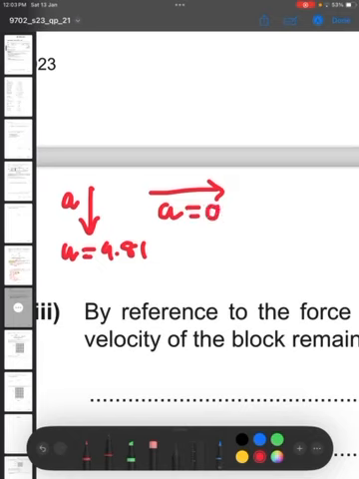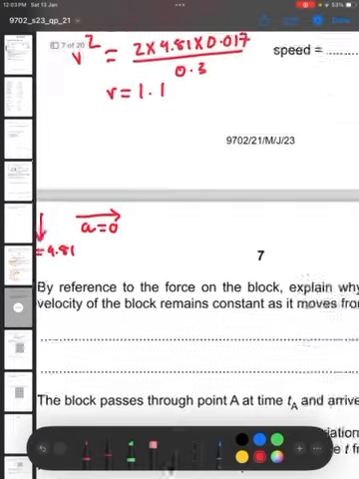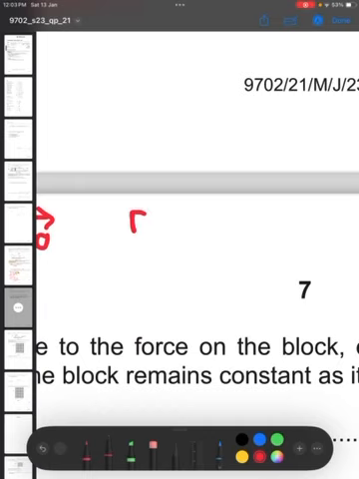Now, you might ask, why don't you have horizontal acceleration? Because acceleration is a function of having a resultant force. A resultant force is equal to mass times acceleration.